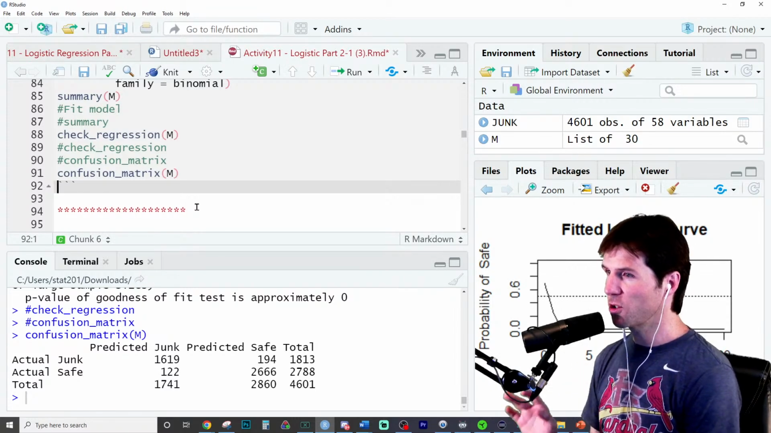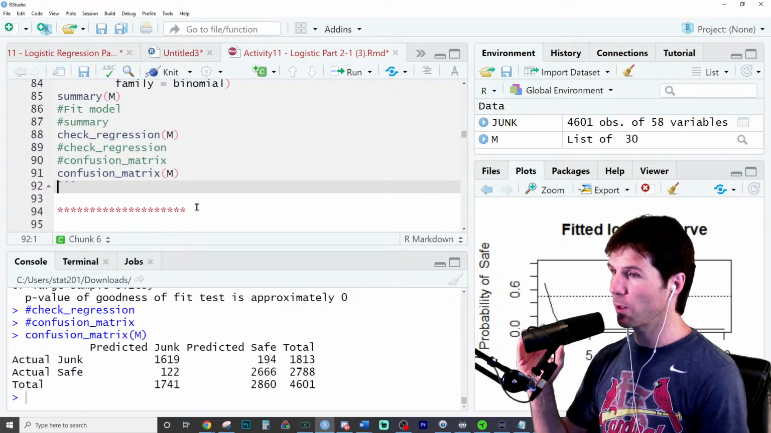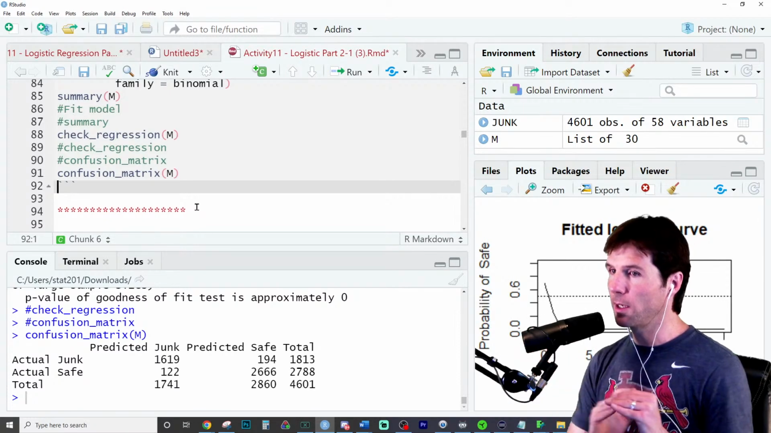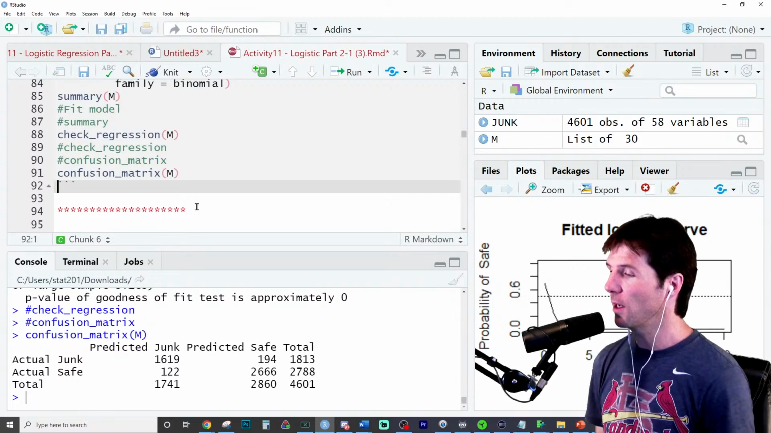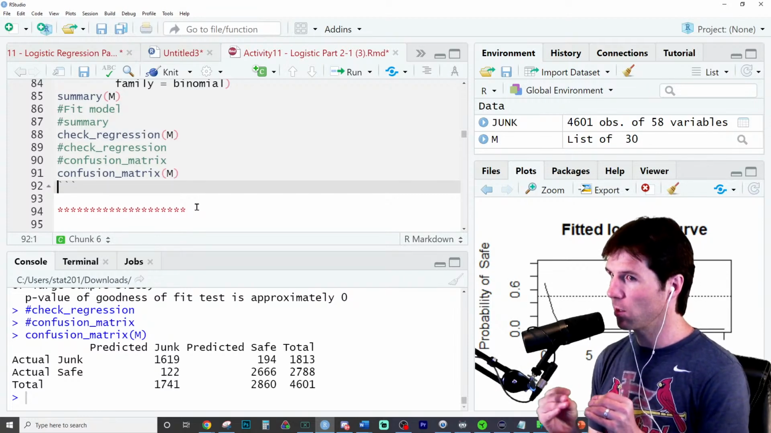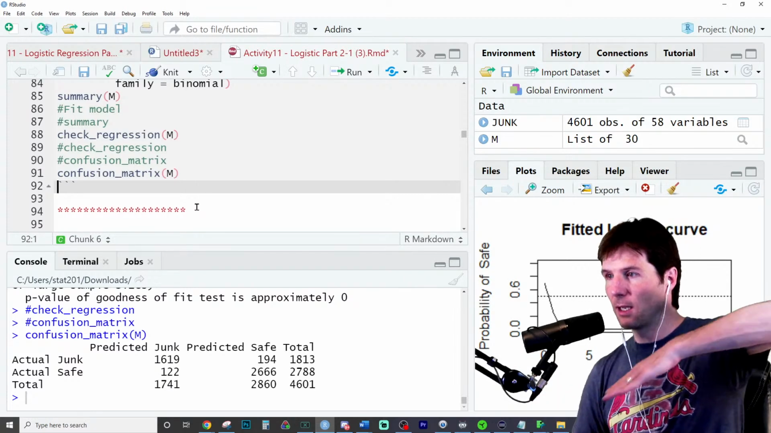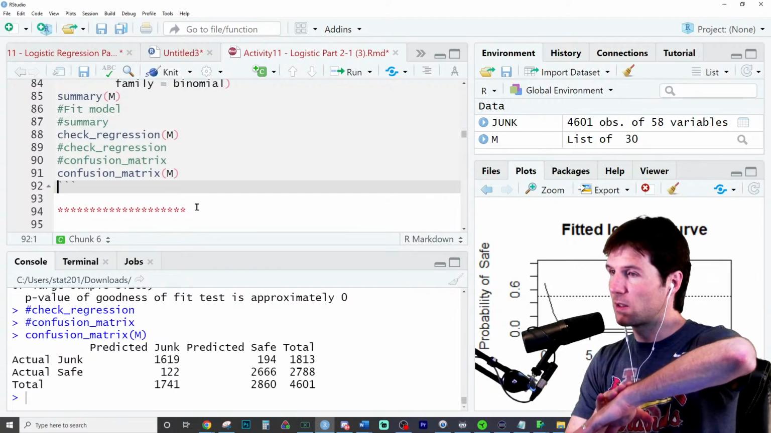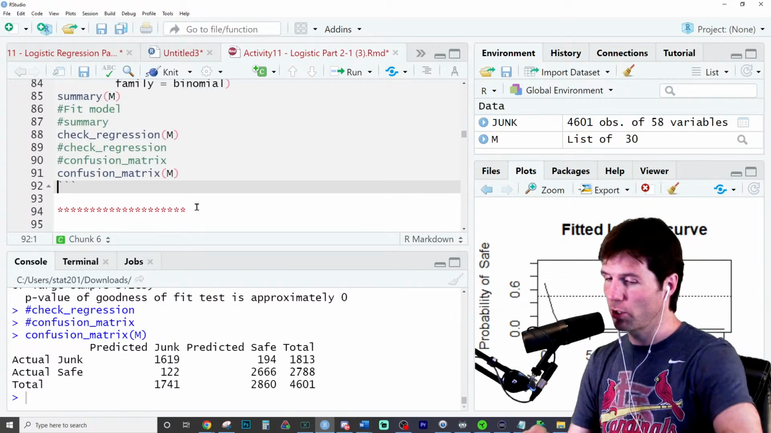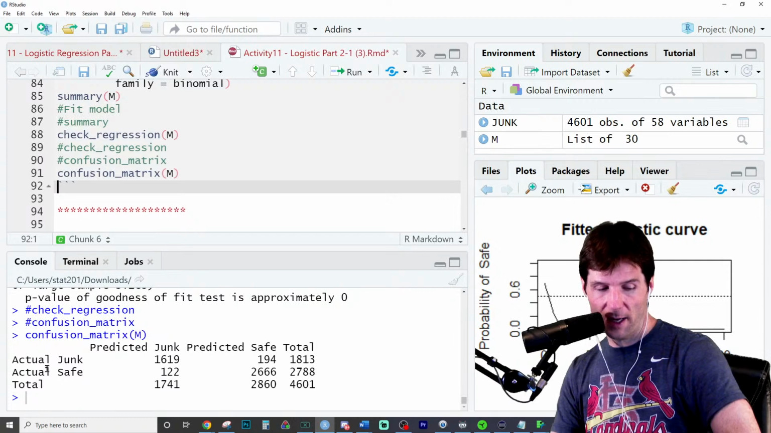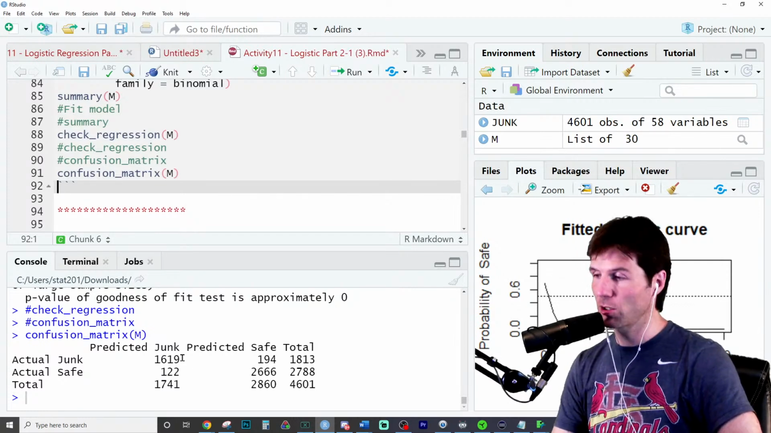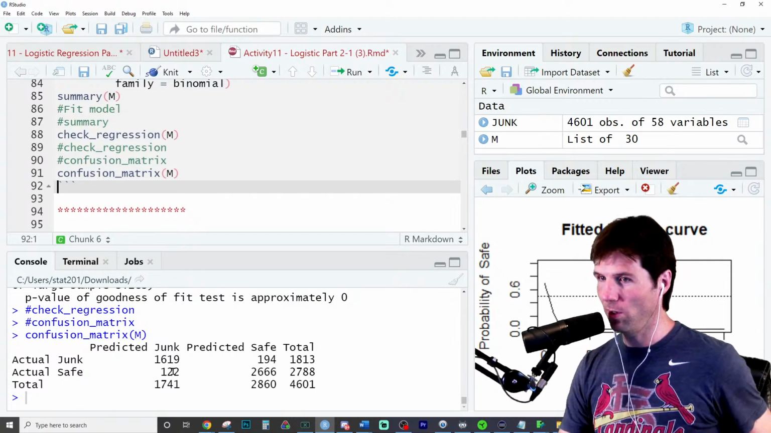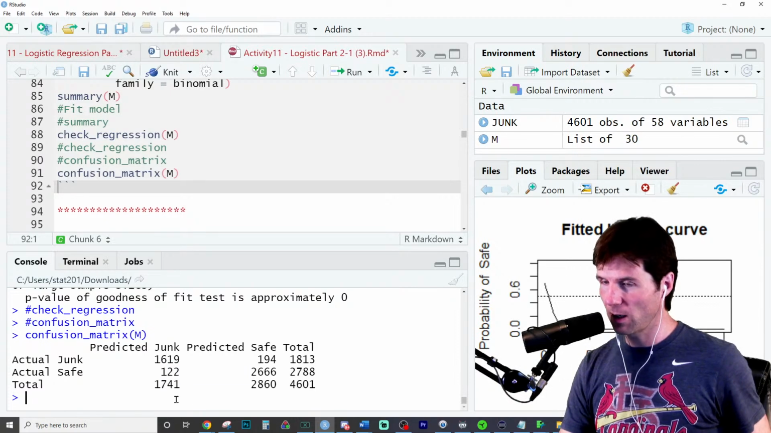many wrong. So remember, we're looking at the off diagonal now, things where it's predicted safe, actually junk, things where it's predicted junk, actually safe. You want the things that don't connect, that are incongruent right here, the off diagonal. The on diagonal is the one that lines up: predicted safe, actually safe, lines up; predicted junk, actually junk. How many does this get wrong? How many does it get wrong?